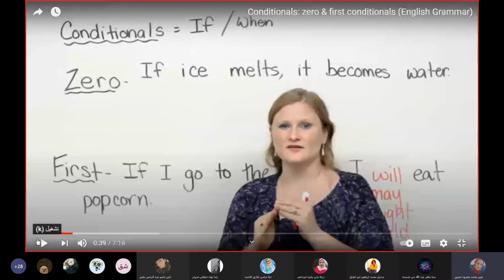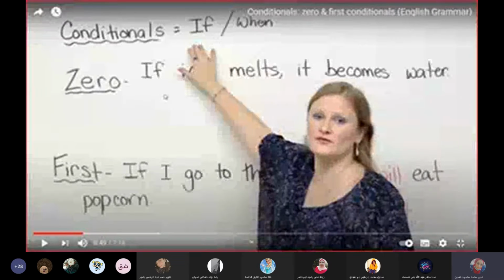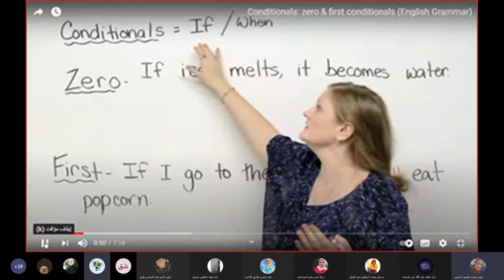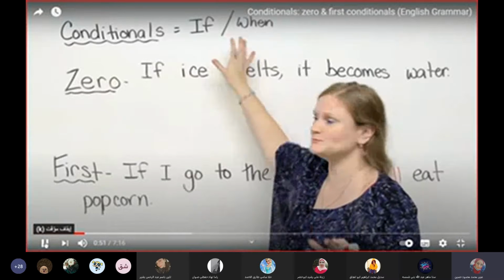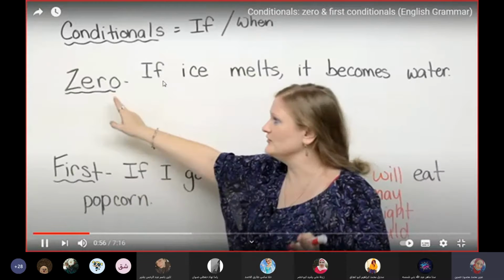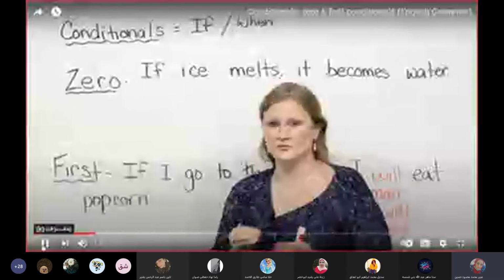Conditionals in English always start with if or when. Most of the times they're going to start with if. So, the first one I'm going to teach you is zero conditional. Zero conditional, you can think of as something that is always 100% true.